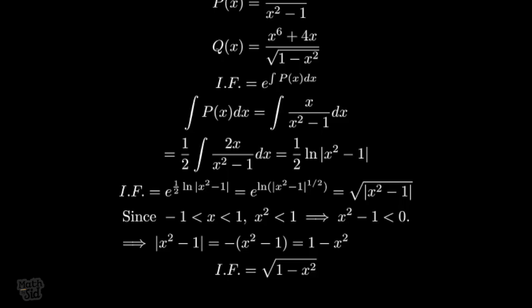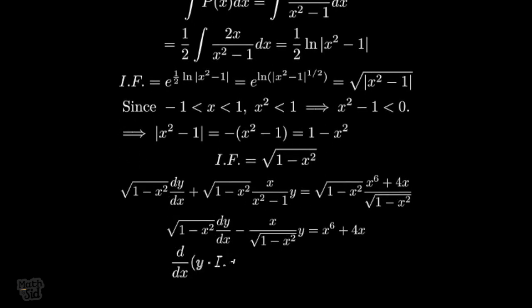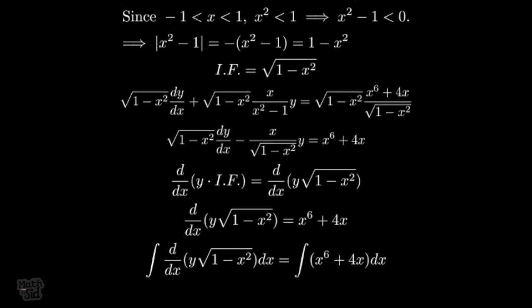So we have d/dx of y times the square root of 1 minus x squared equals x to the sixth plus 4x. Next, integrate both sides with respect to x. Integrating gives us y times the square root of 1 minus x squared equals x to the 7th over 7 plus 4x squared over 2 plus a constant c. This simplifies to y times the square root of 1 minus x squared equals x to the 7th over 7 plus 2x squared plus c. This is the general solution.